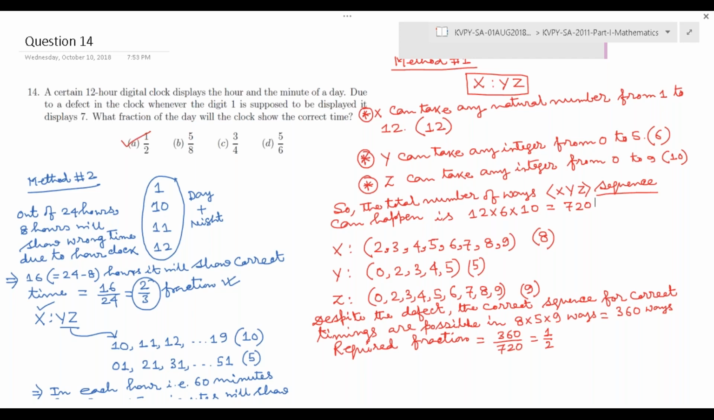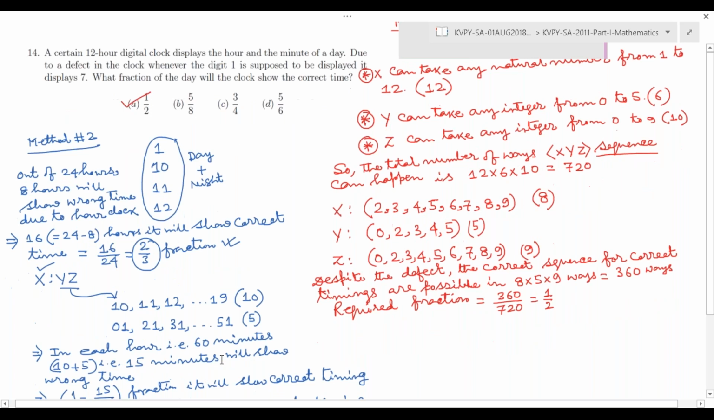Sir, there's a similar doubt in method two too. I didn't understand why you multiplied 2 by 3. Okay, all right, I'll explain. I do understand your question. So now method two is looking into the problem in a completely different manner.